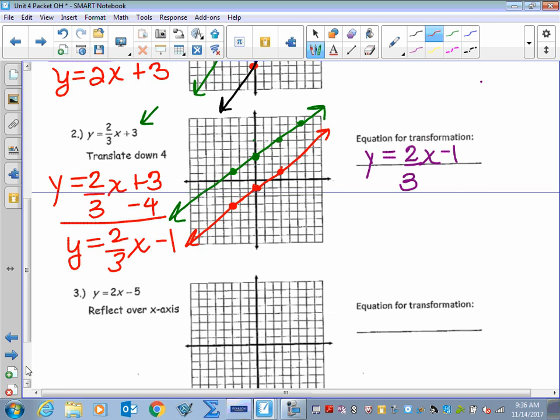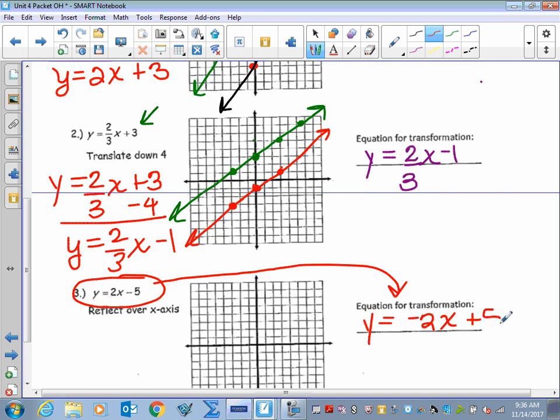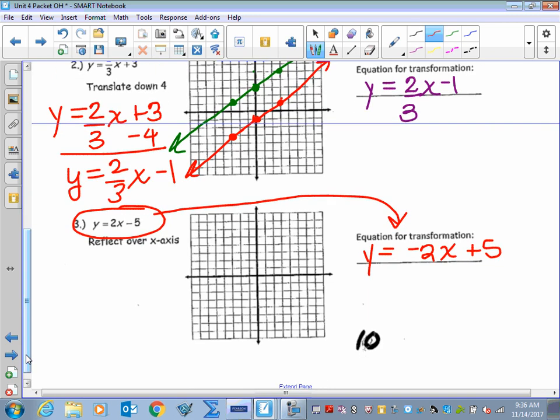So I already know, here's my original. What will my transformation equation look like if I have to change the sign of both? Very good. So y equals negative 2x plus 5. So now I'm going to graph the original first. So where do I begin? What's my beginning point? Negative 5.